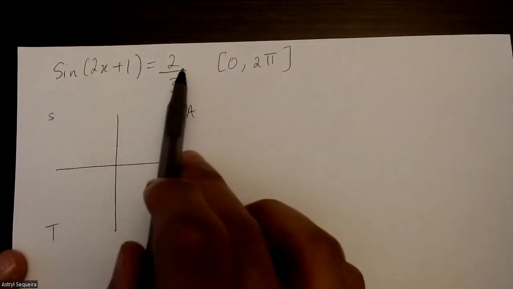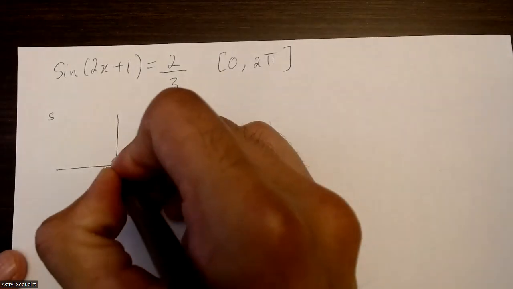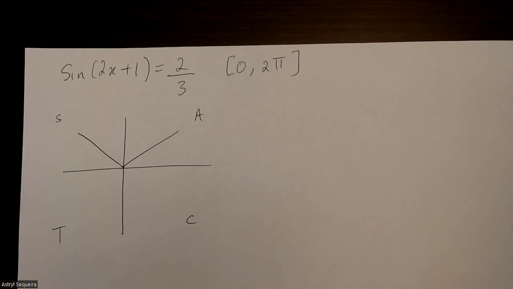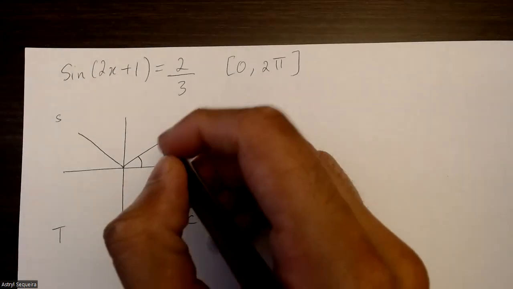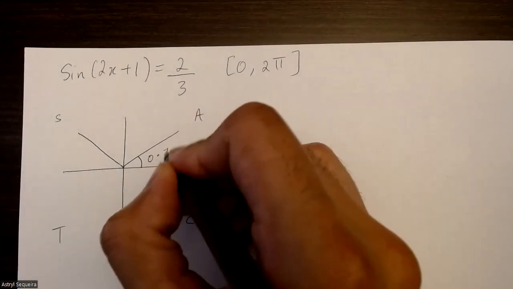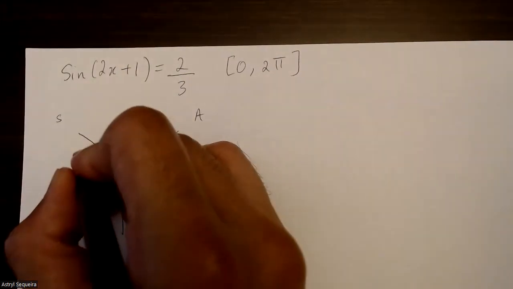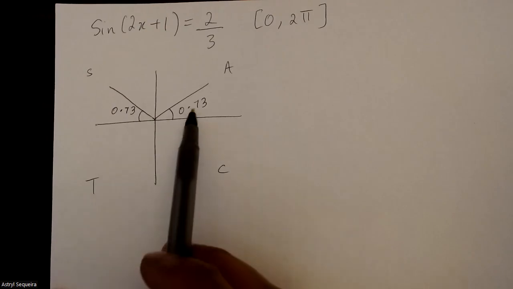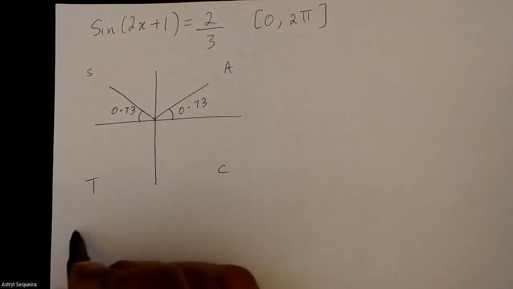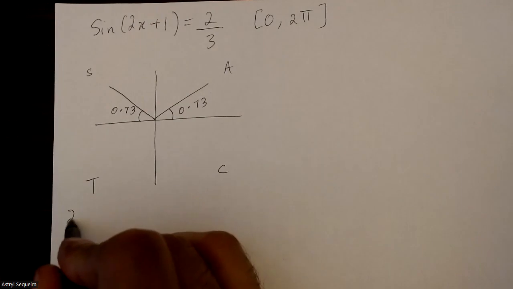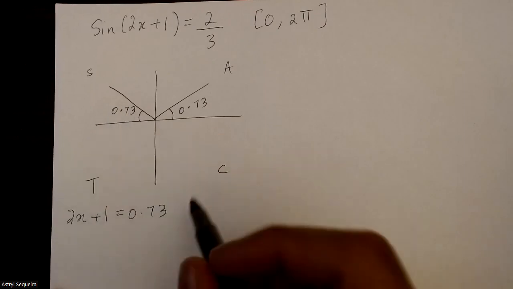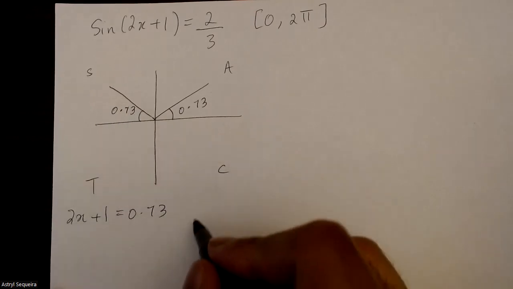I know that sine is positive in my first and second quadrant. Then I'm going to do the sine inverse of 2 over 3 to find my acute angle. In this case it is going to be 0.73. I know in this first quadrant, my answer is just 0.73. So 2x plus 1 just equals 0.73. And for this quadrant, it's pi minus 0.73.